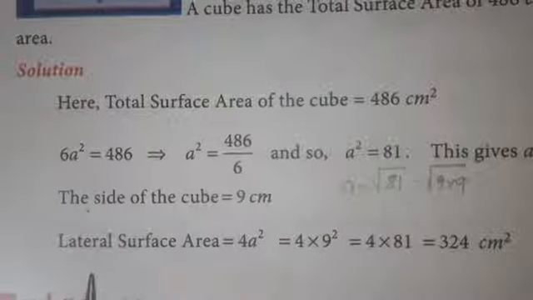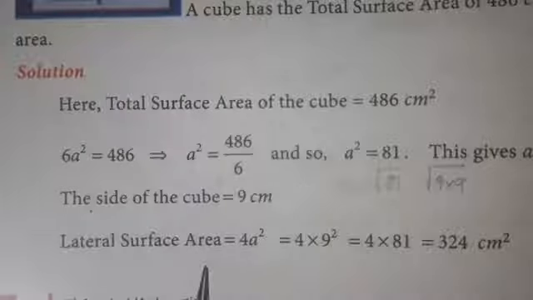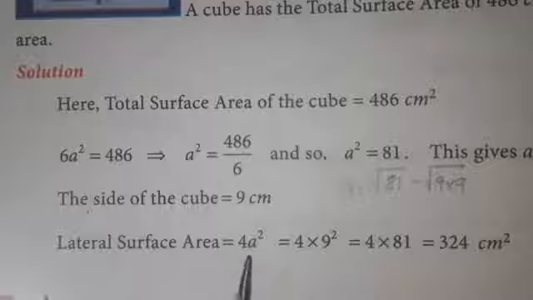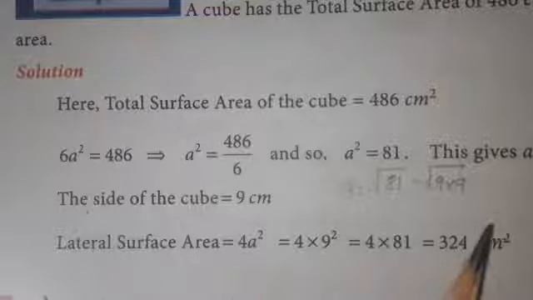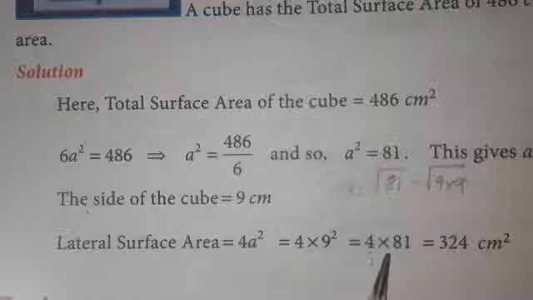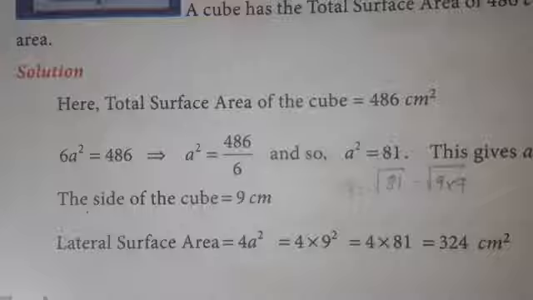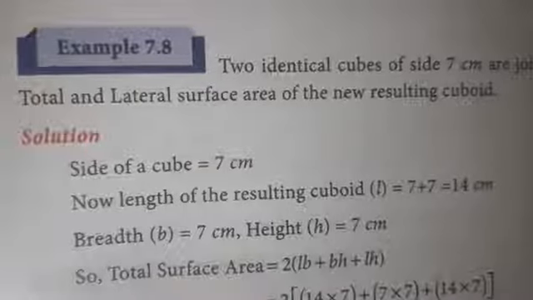Now we find the LSA of a cube, which is 4A square, equal to 4 into 9 square. 9 square is 81. So 4 into 81 is 324 centimeter square.